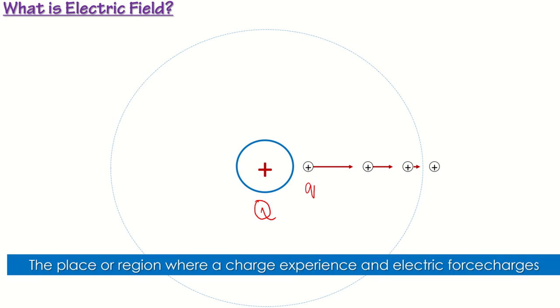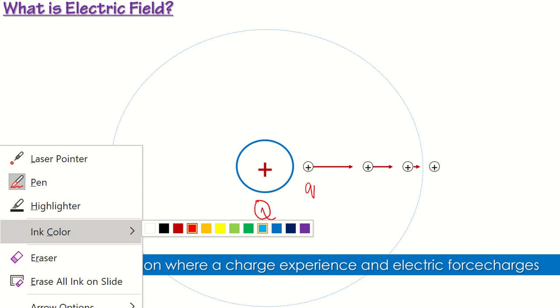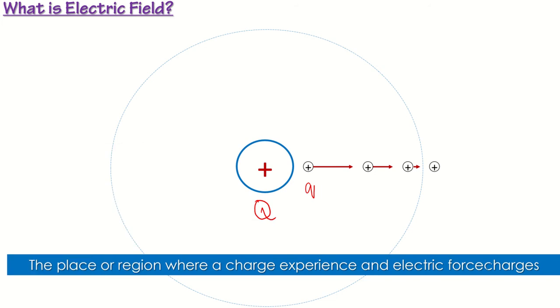But the effect of force is not the same at every location inside this field. So the strength of the field is different at different locations inside the field. We will now try to understand how to find the strength of the field at different locations closer to the charge.